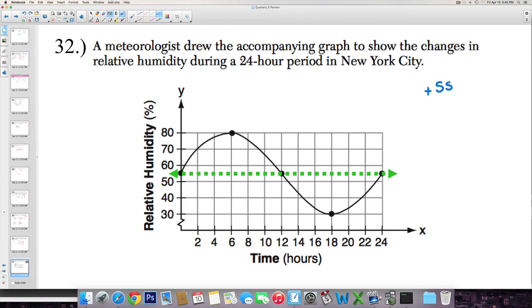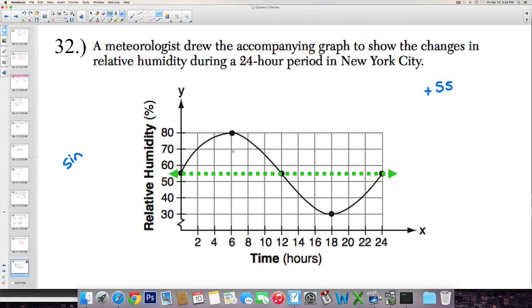It's shifted up 55. So looking at the midline here, let's determine if it is a sine or a cosine curve. So if the graph starts at the midline, then it's a sine curve. So we know it is a sine graph.